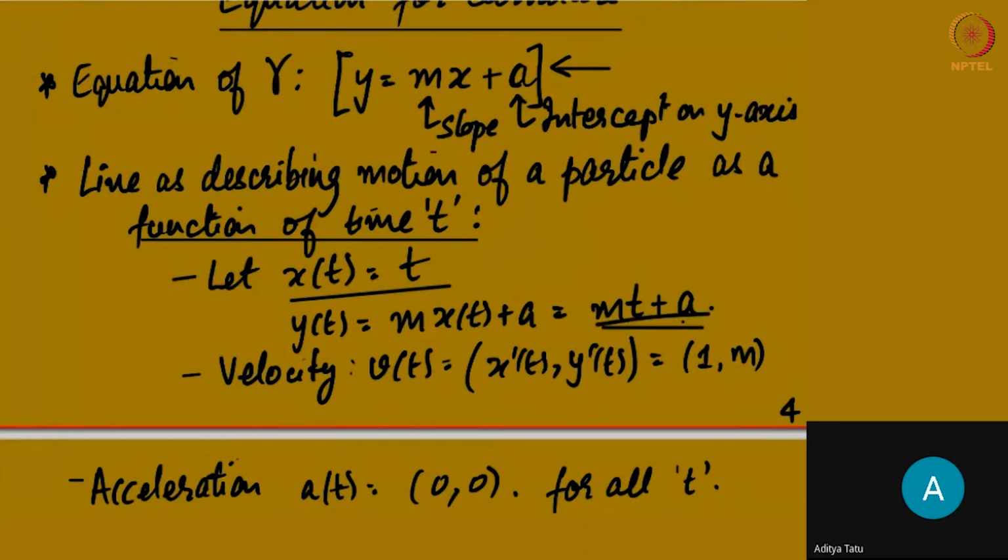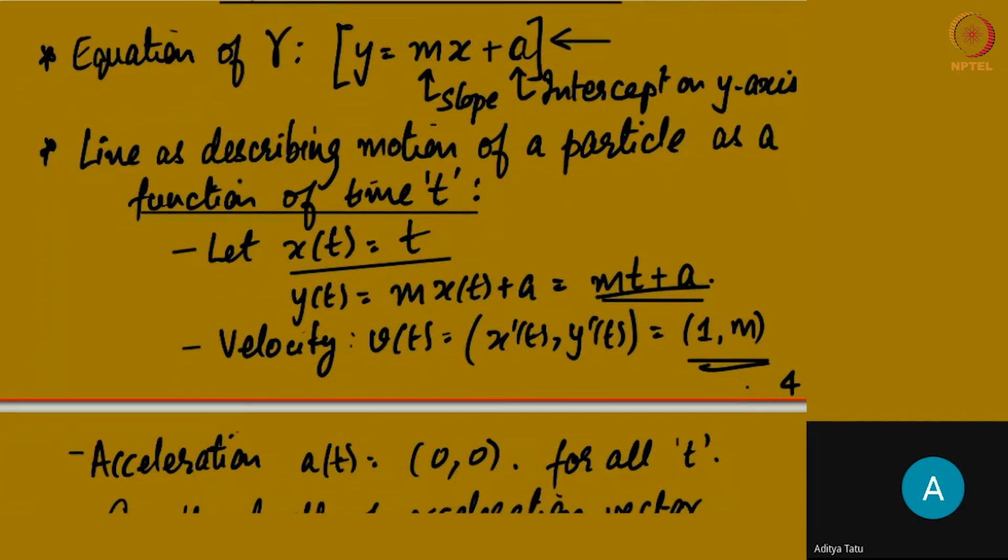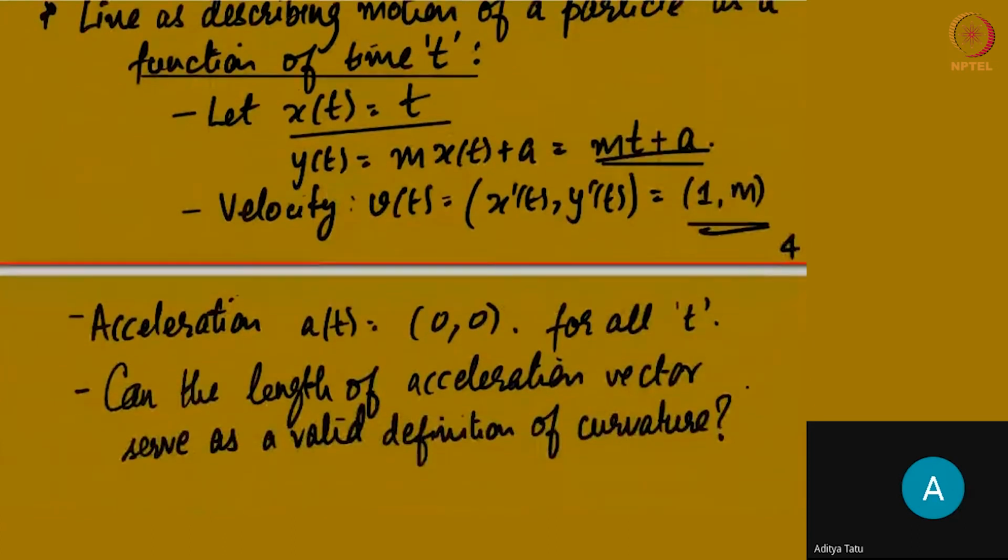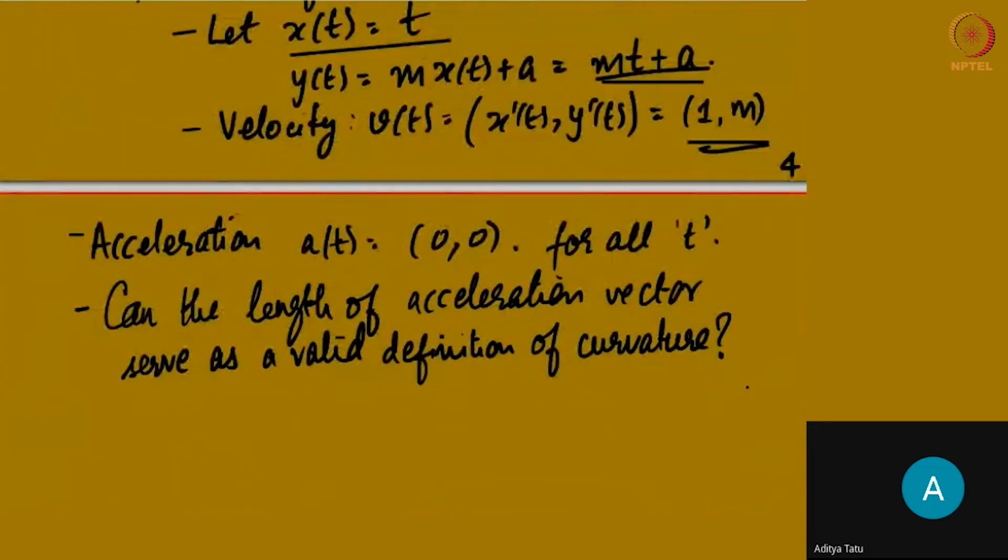Now since this is describing the motion of a particle on this line, I can also compute velocity, right? So what would be the velocity? Trivial, it's just (1, m), where m is the slope. How about the acceleration? All of you have just finished your physics courses last year. So the acceleration would be 0, right? Suppose it's a vector. The acceleration vector would be 0, and it would be 0 at all times t.